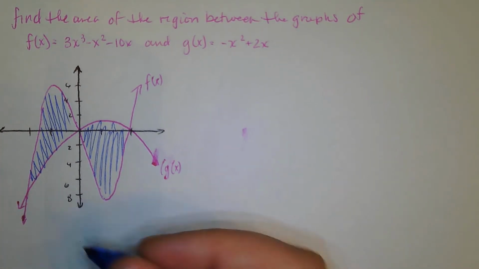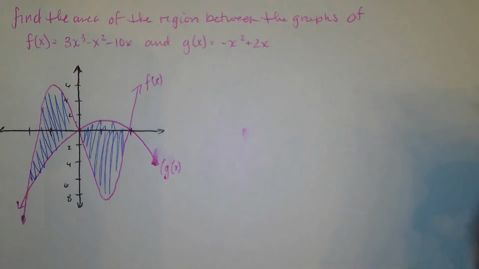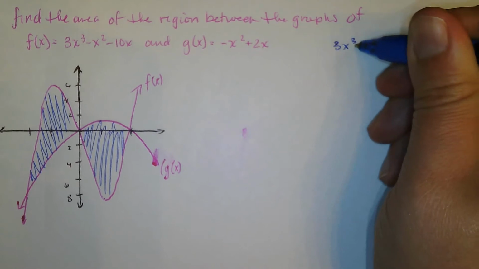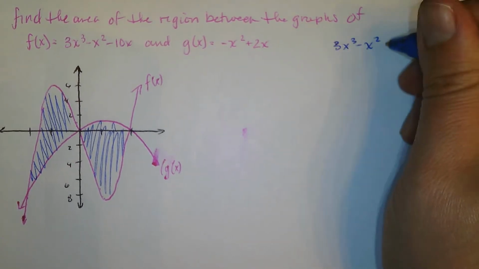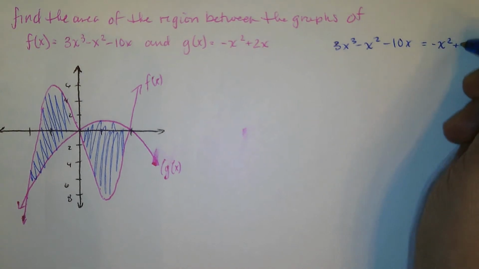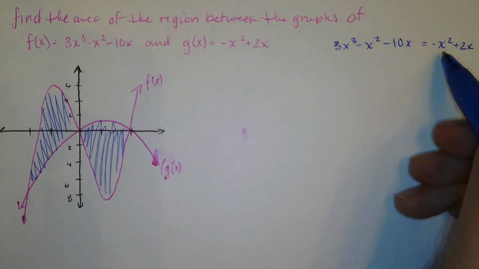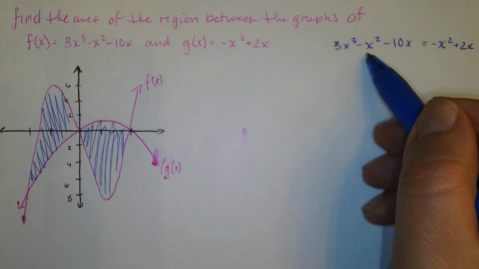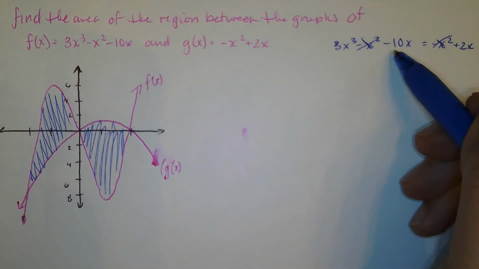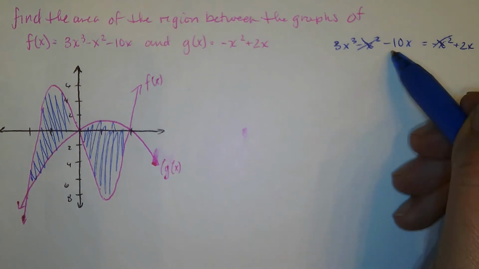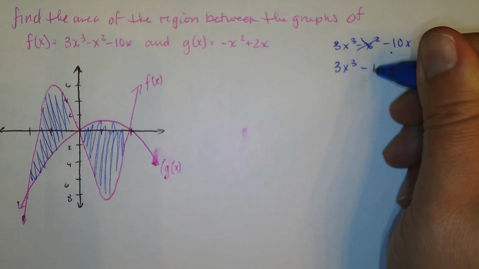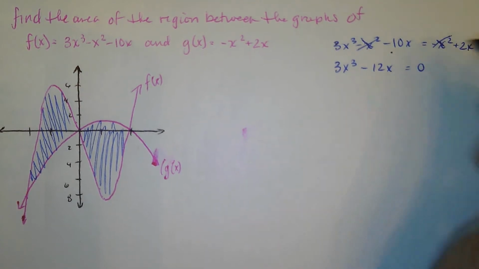So we would just set them equal to one another. I'll do that up here. 3x cubed minus x squared minus 10x equals negative x squared plus 2x. The negative x squares are going to cancel. Can you see that? And I'm going to pull the 2x over here, and it's going to become a negative 2x. So 3x cubed minus 12x equals 0.